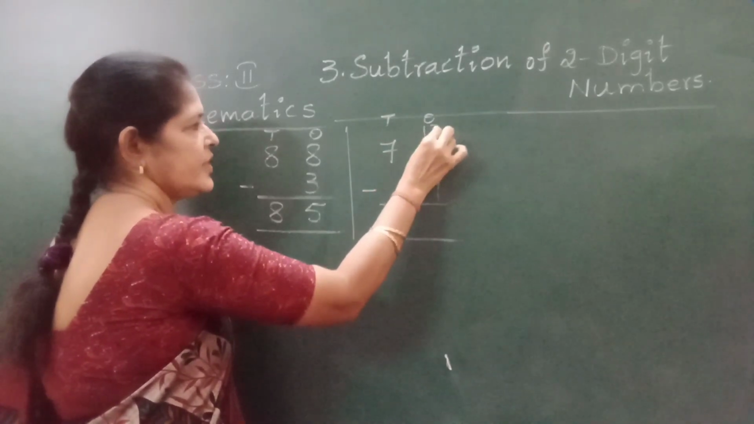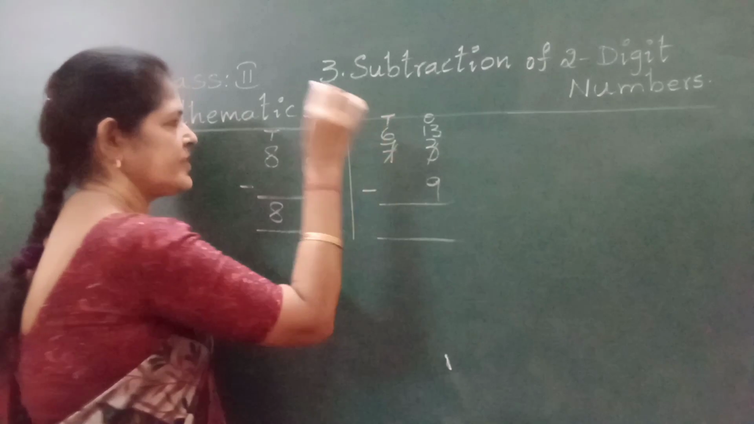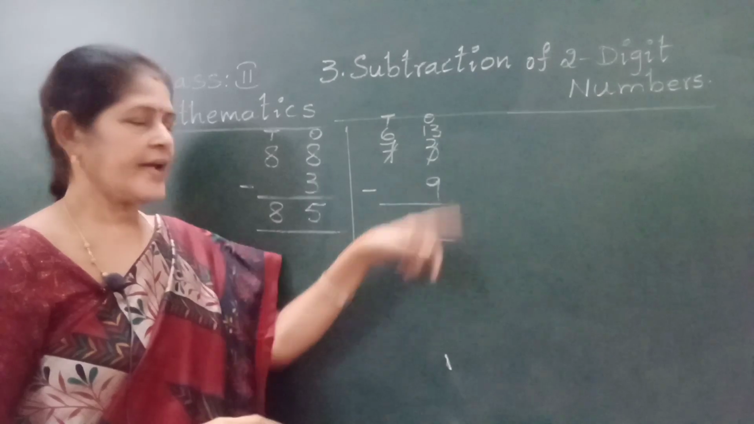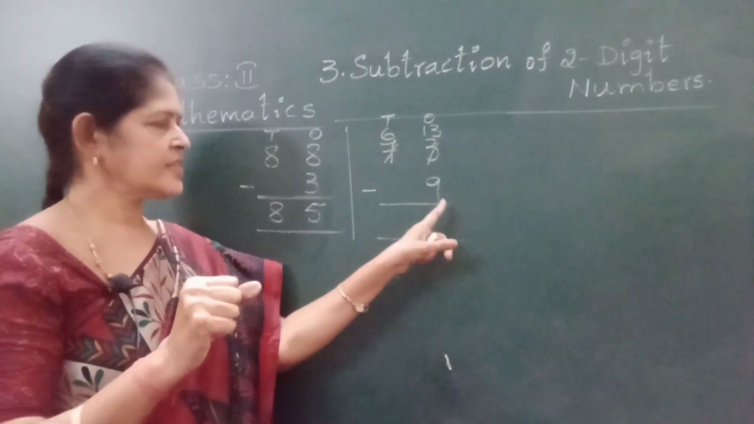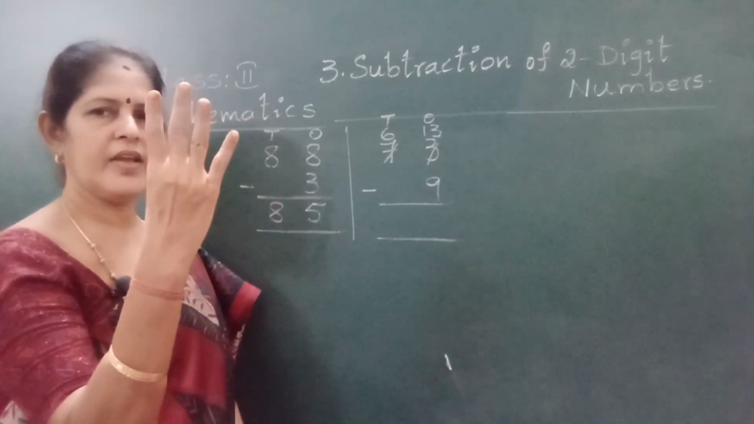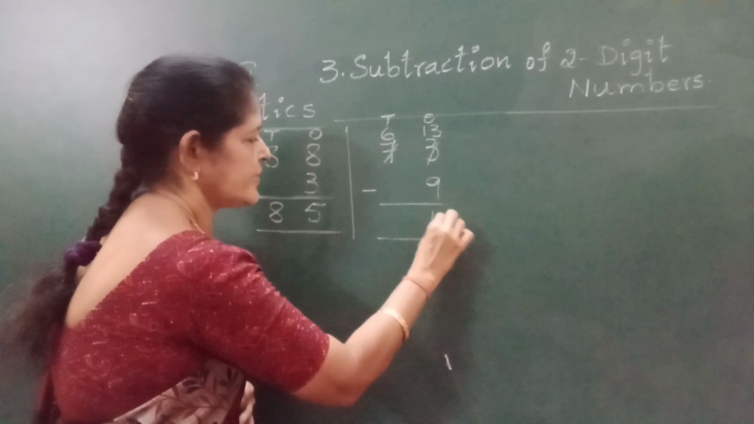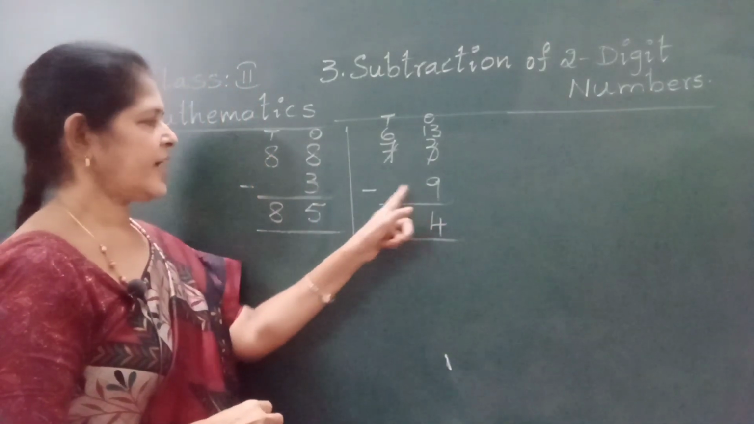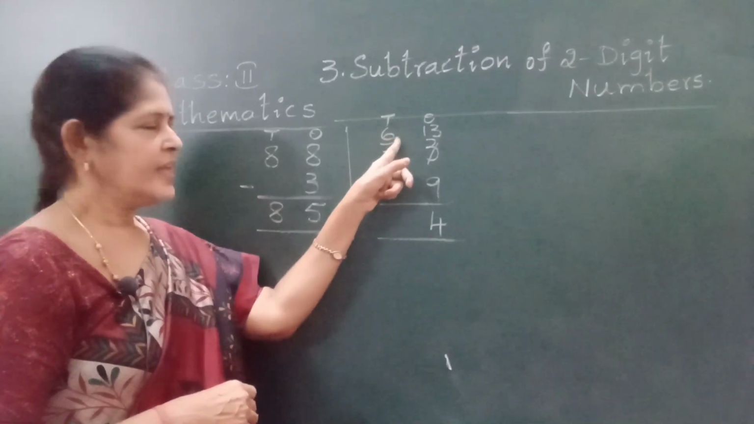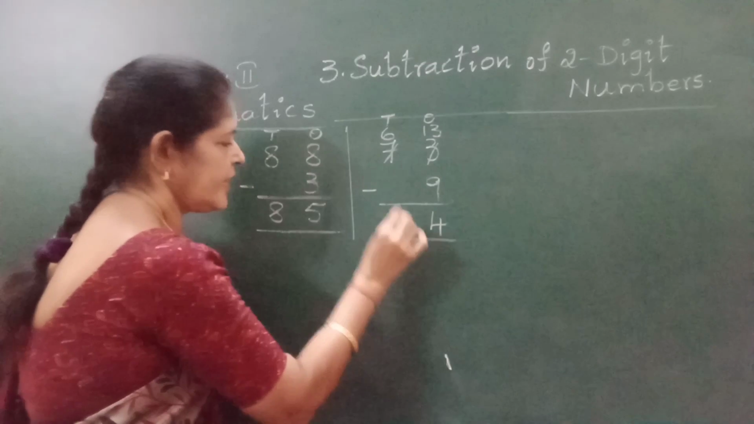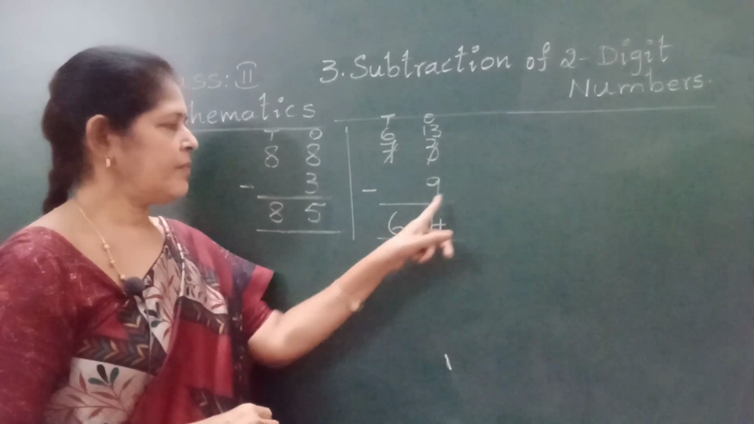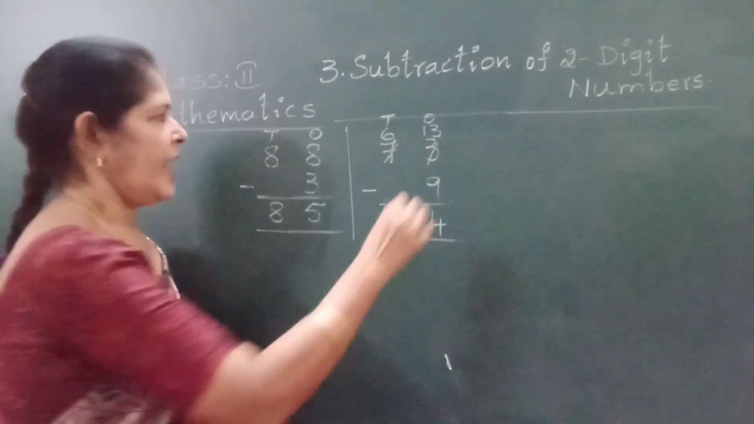Then 3 changes into 13. 7 changes into 6. Now 13 is greater than 9. Subtraction is possible. Close fingers. 9, after that 10, 11, 12, 13. How many fingers? 4. Write in the ones place. Now come to tens. Second number has no tens. Then here 7 changes into 6. Then bring down 6. Write in the answer's tens place. Now the difference is 64. 73 minus 9, 64. Another one.